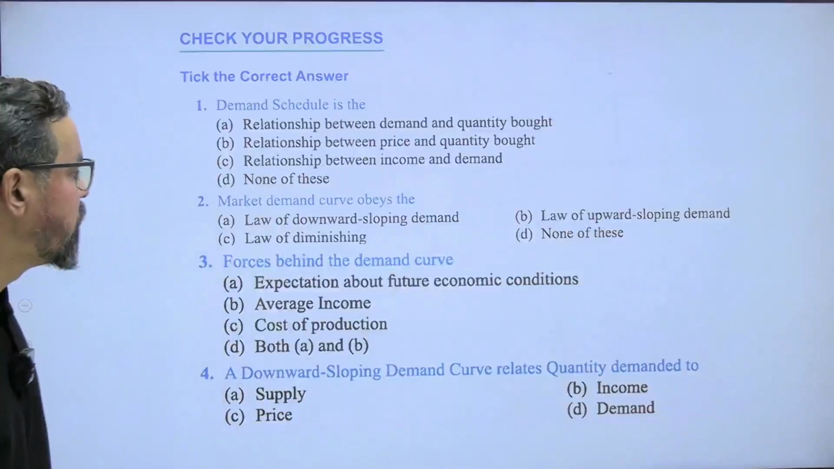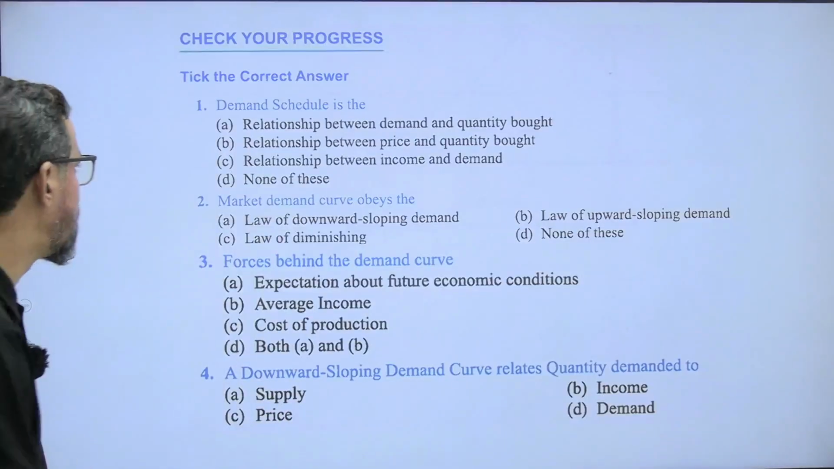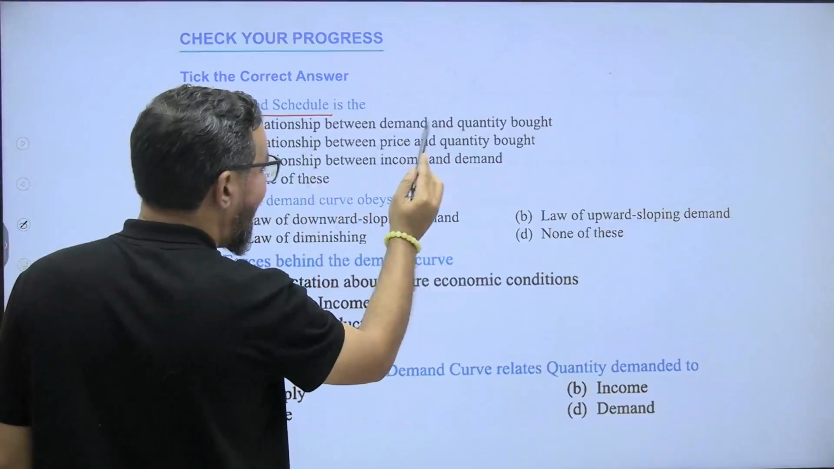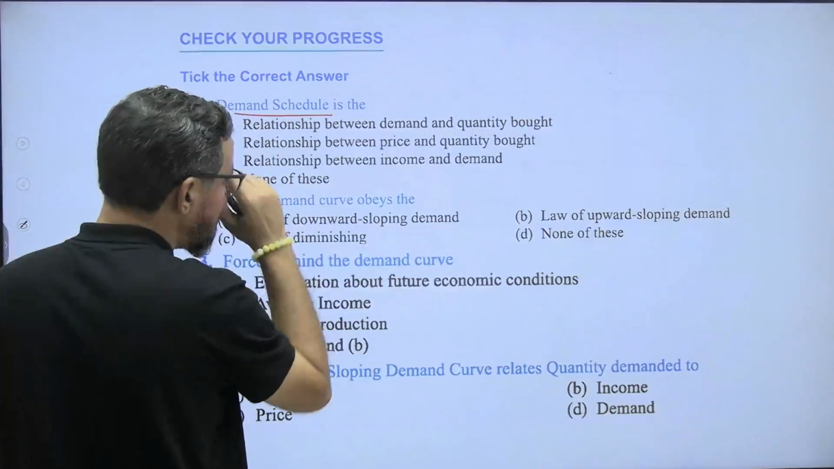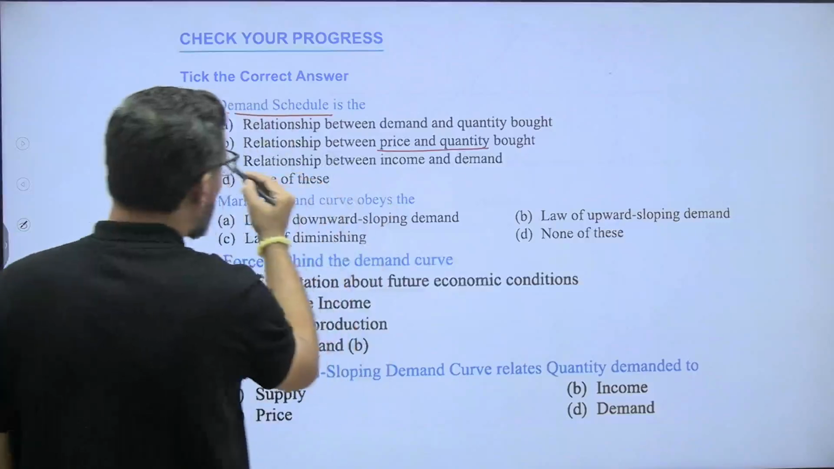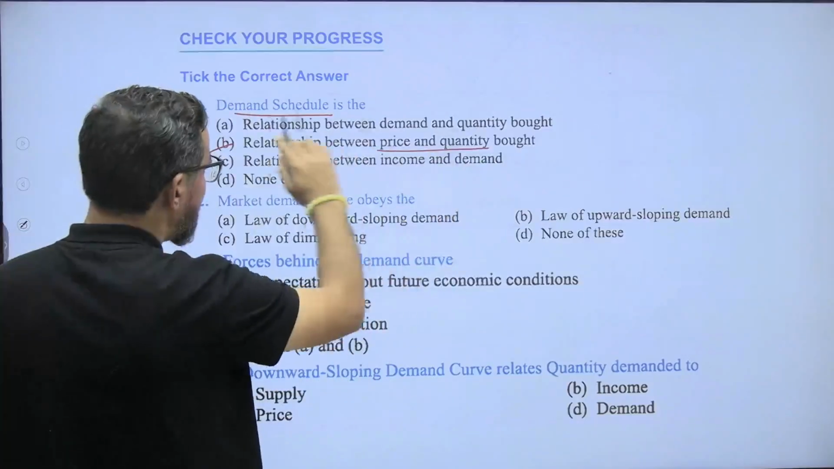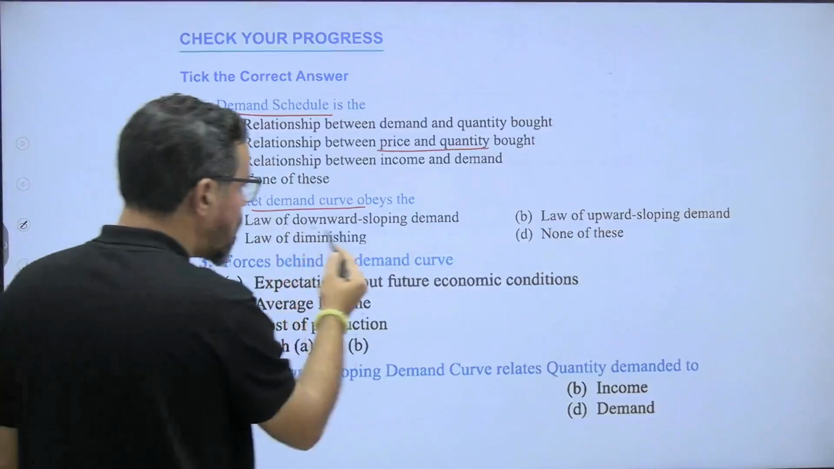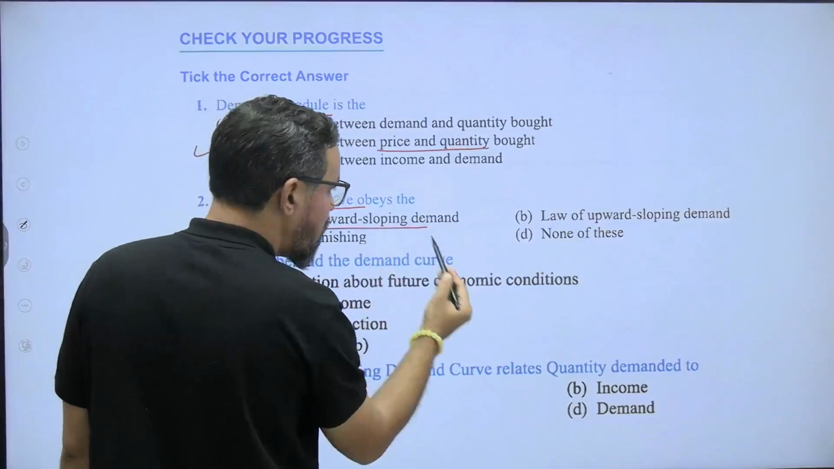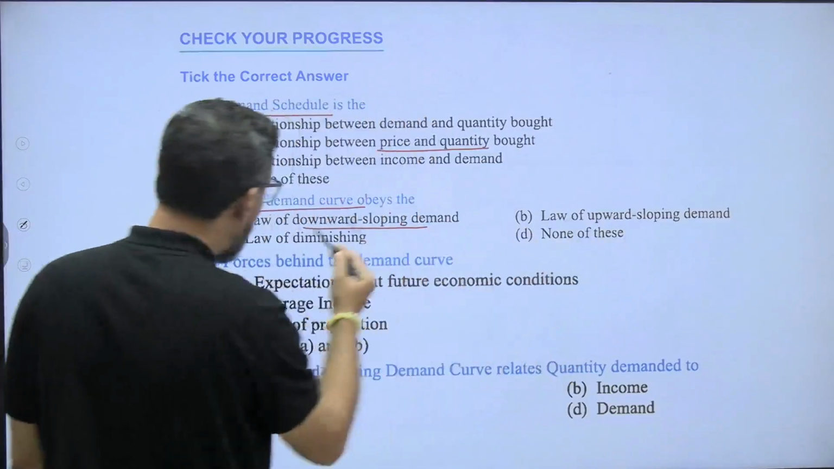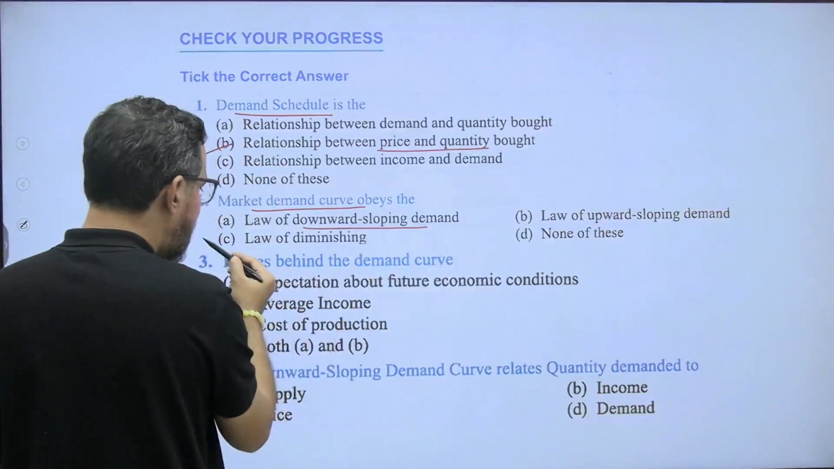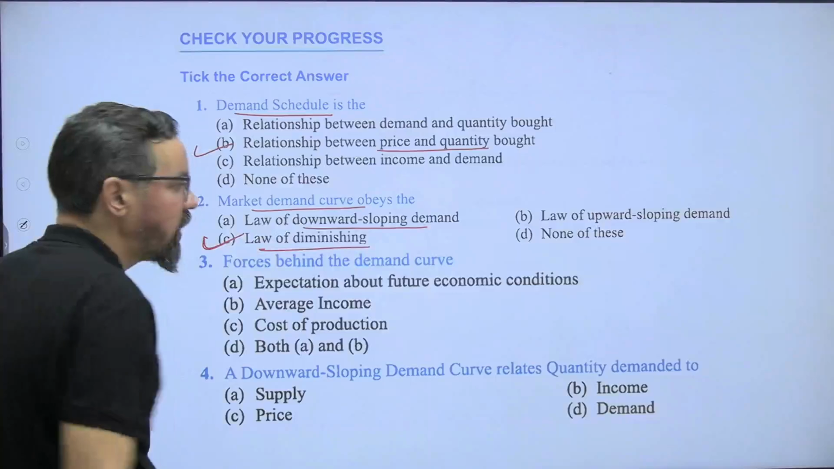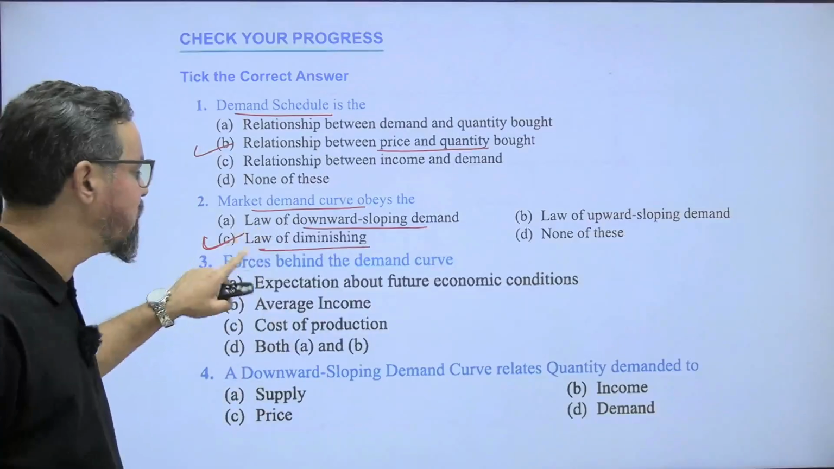Chalo. Now first we are going to practice our Macmillan questions. Demand schedule: a relationship between price and quantity bought. So it is price and quantity when it comes to the demand schedule. The market demand curve obeys the law of diminishing. It slopes downward to the right, but the law is called the law of diminishing.